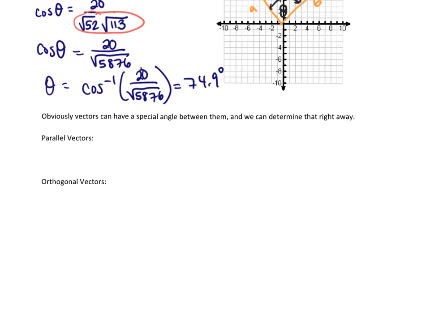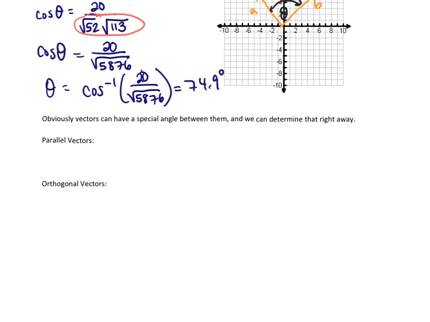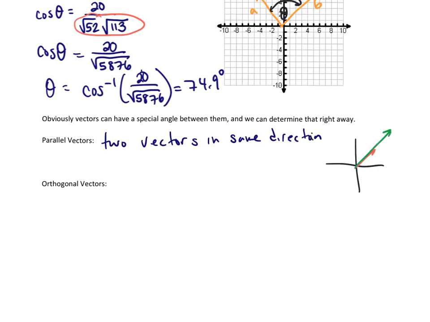So we have a couple special kinds of vectors we're going to look at. One is called parallel vectors. Parallel vectors are going to be any two vectors in the same direction. So if I have my plane here, if I have one vector going this way, maybe my second vector is going this way. So if they're going the same way, we call them parallel.